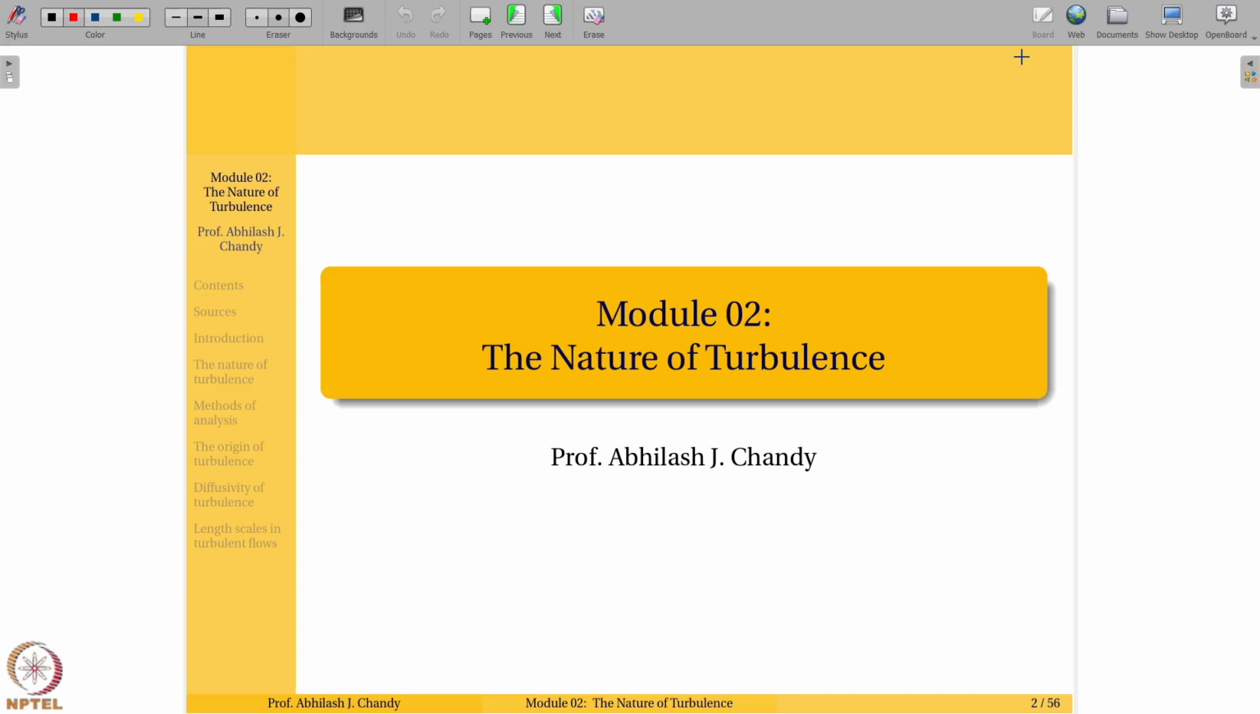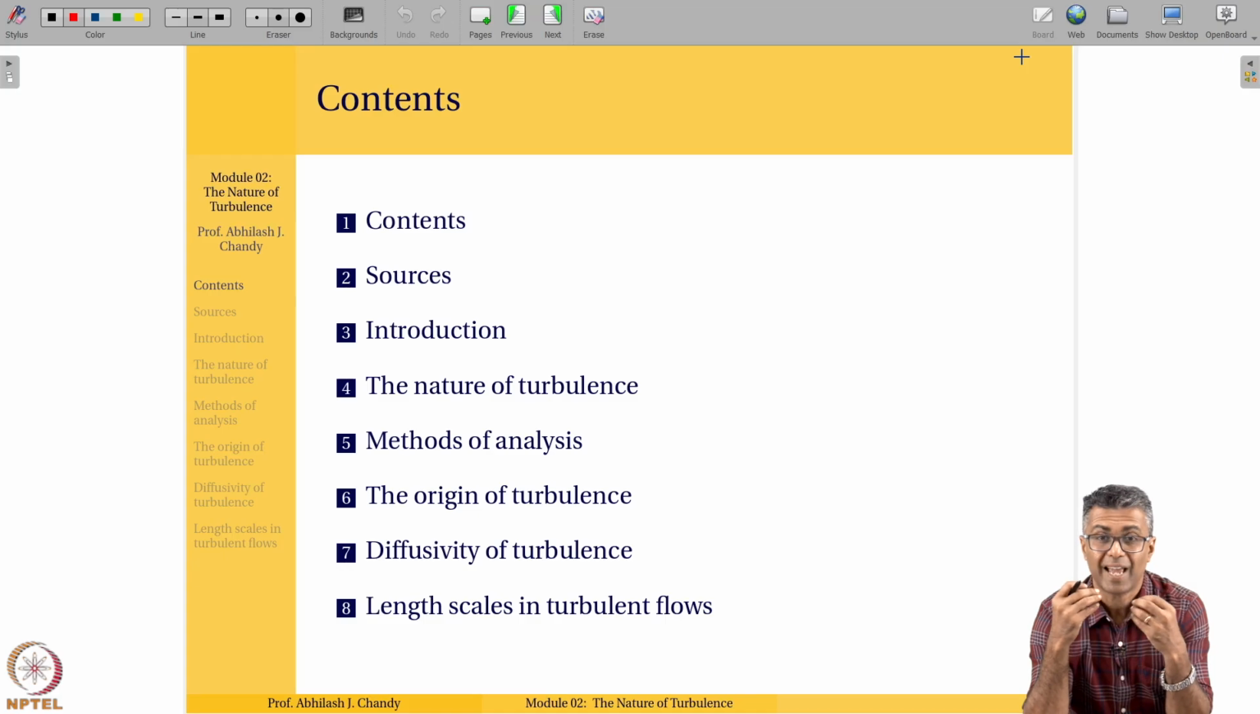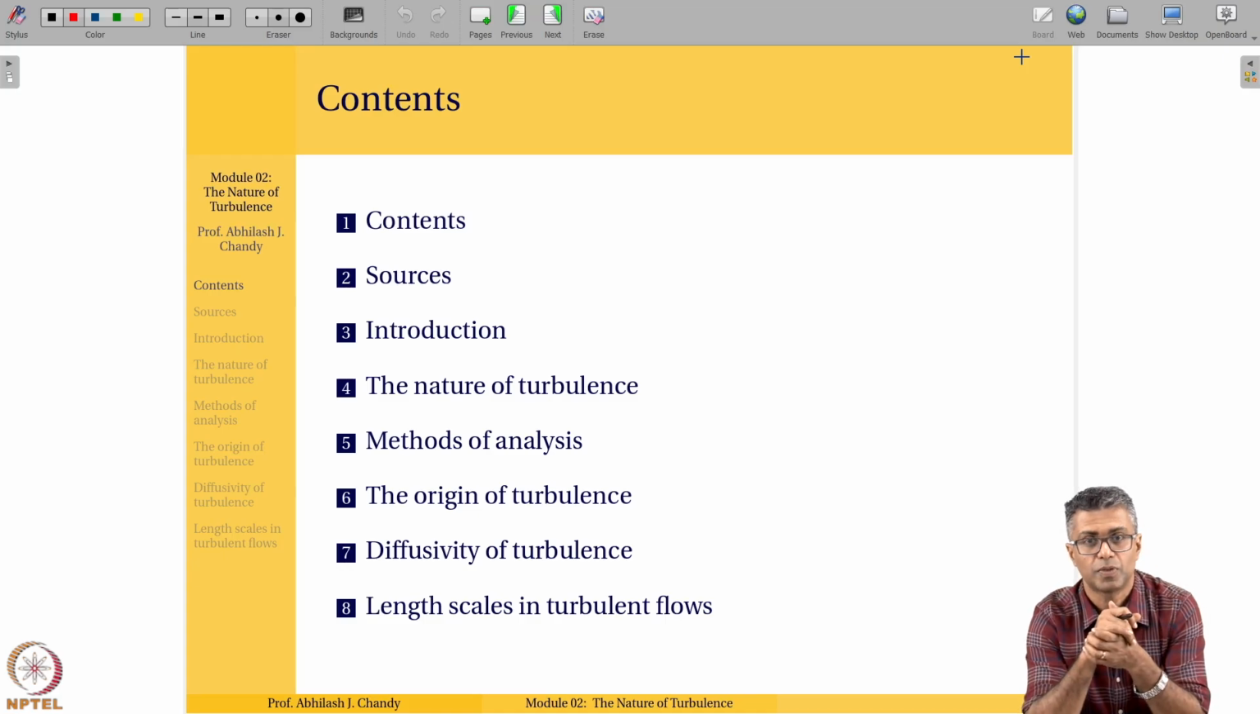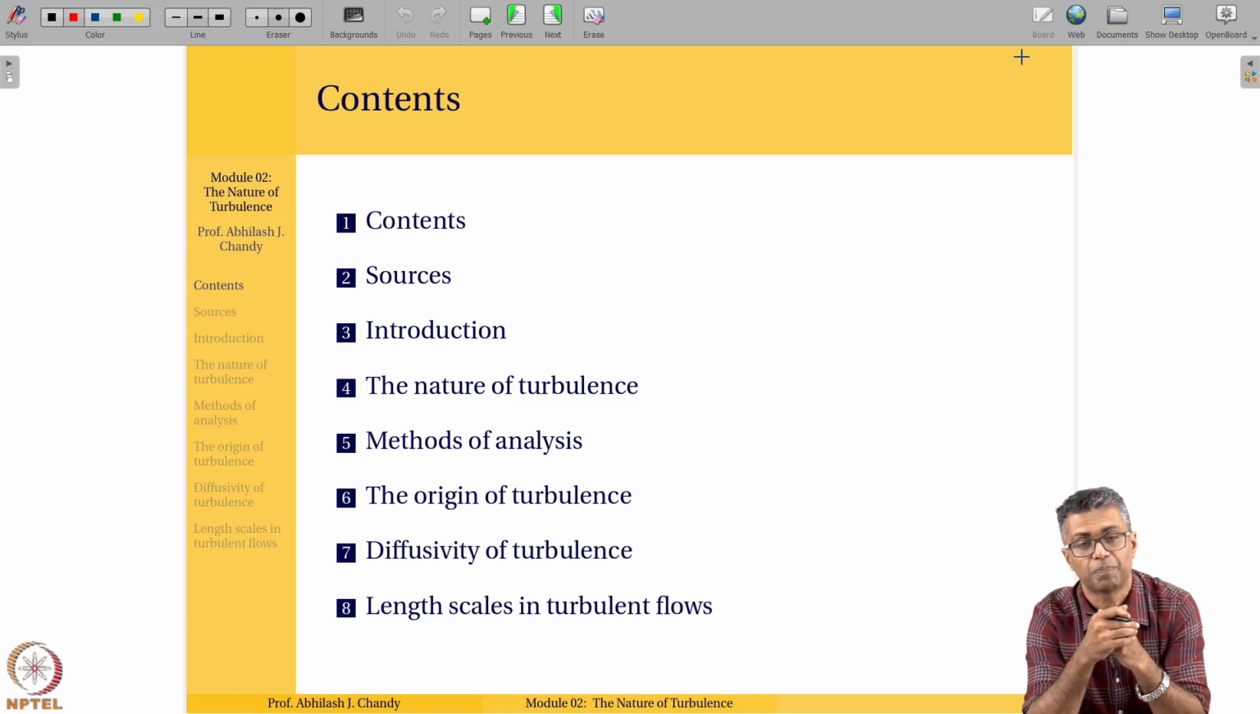One of them was diffusivity, another one was irregularity, the large Reynolds numbers. So we're going to look at all of that in this module. So the contents of this slide include, I'll start with the sources of course. We'll go over a little bit of introduction, just give you a refresher on some of the applications of turbulence. Then we'll look at the nature of turbulence, and that would include all the attributes in detail.